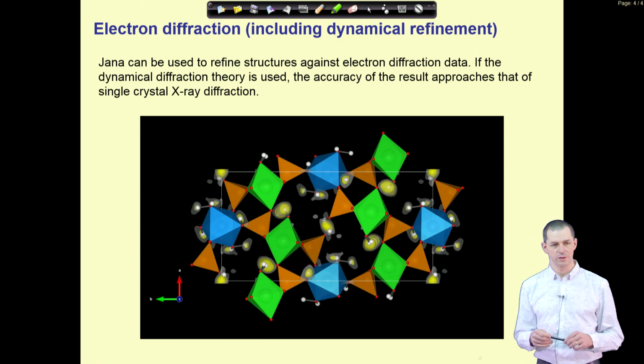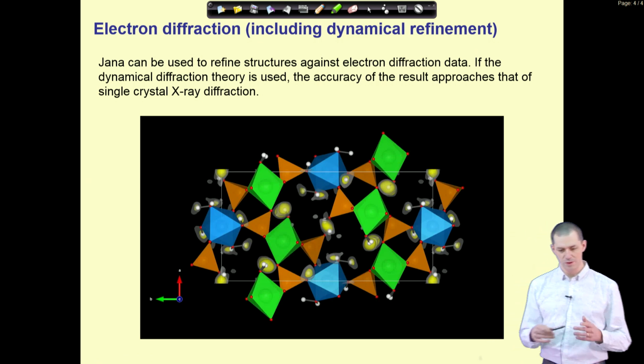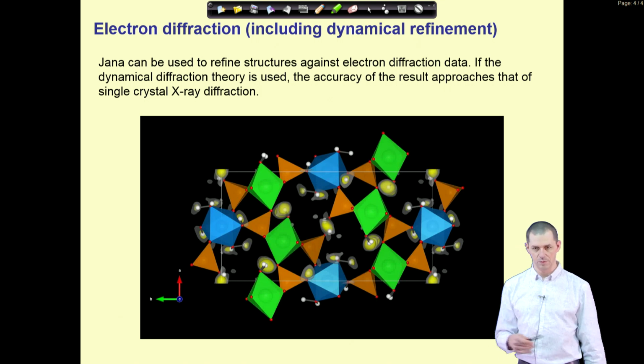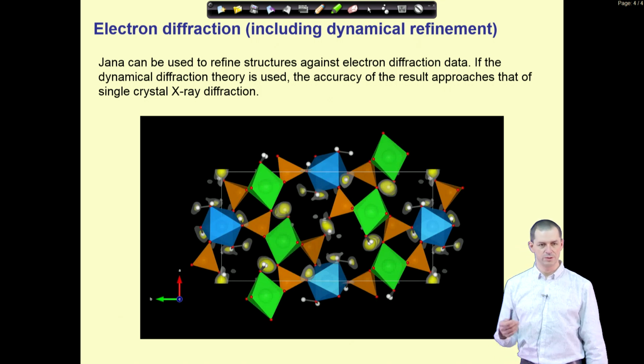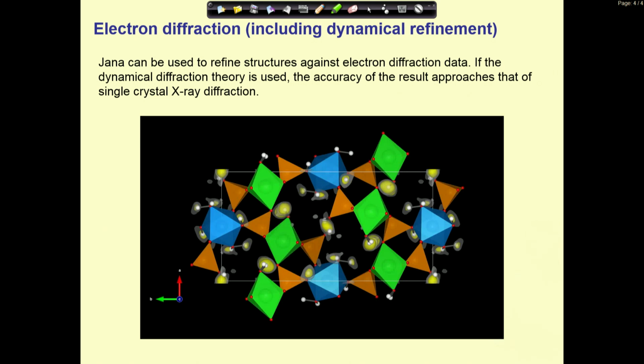So you can use this dynamical refinement in Jana to get really quite high accuracy results from electron diffraction on very small crystals. So if you have powder data, you can't extract single crystal from that. For electron diffraction, it's enough to have a crystal of the size of about 100 nanometers to get single crystal structure refined.